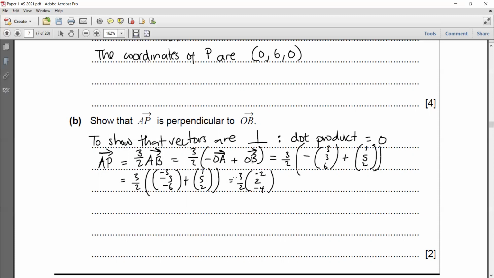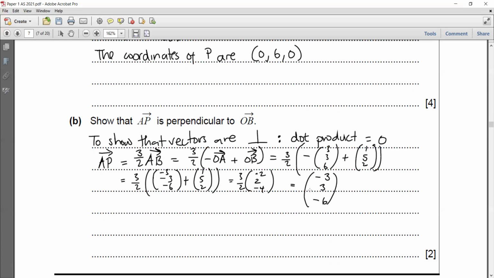Then multiply the 3/2 inside. This gives us, sorry, this gives us -3. Then 3/2 times 2 is just 3. 3/2 times -4, that is -6. Okay, so this is my AP.